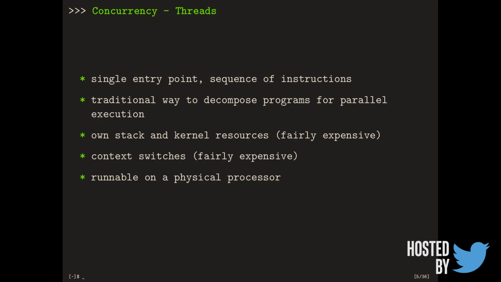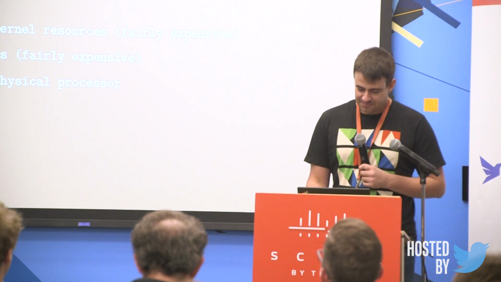To start out, one of the most basic concurrency abstractions is the thread. A thread, as many people probably know, is a sequence of instructions. It has a single entry point, and it's a traditional way that's been used on operating systems for a while. Every thread has its own stack and kernel resources, so that means it's a fairly expensive resource. I mean, you can still on modern hardware run thousands of threads, but not millions. Oh, you're going to get in trouble.